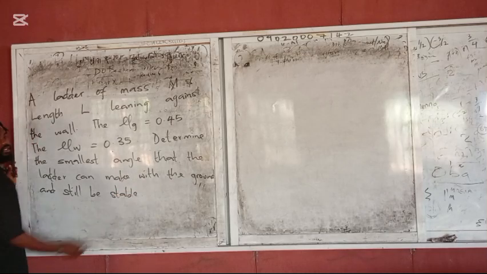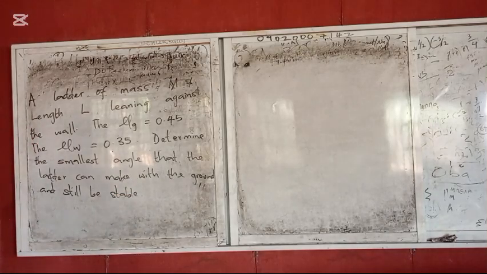Is that all? Yes. Please check if what I have on the board is the same as what you have. There is a ladder of mass and length leaning against the wall. The coefficient of friction at the base, that is the coefficient of friction at the ground or with the horizontal, is 0.45. The coefficient of friction on the wall is 0.35. Determine the smallest angle that the ladder can make with the ground and still be stable.